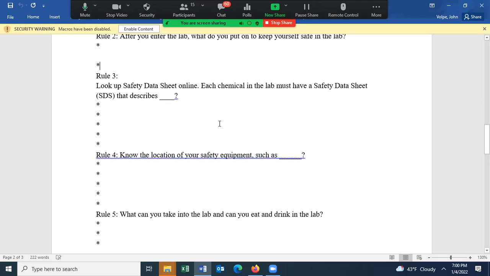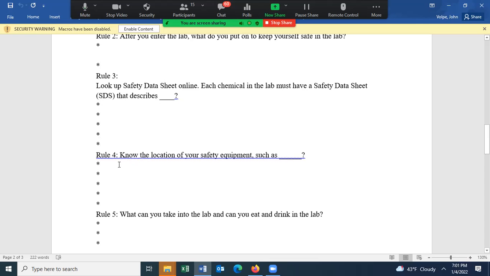Rule three, you have to look up online what is a safety data sheet, and you use it for each chemical in the lab. And the lab safety data sheet describes what? And you have to put in 1, 2, 3, 4, 5 different things. Like I said, you have to go online and find out what that is.